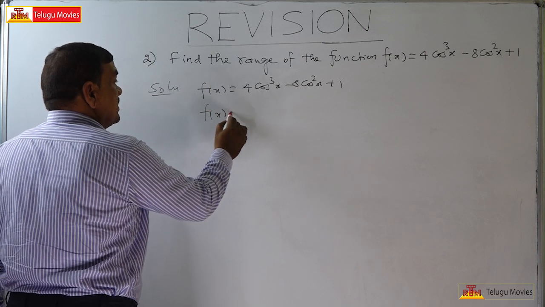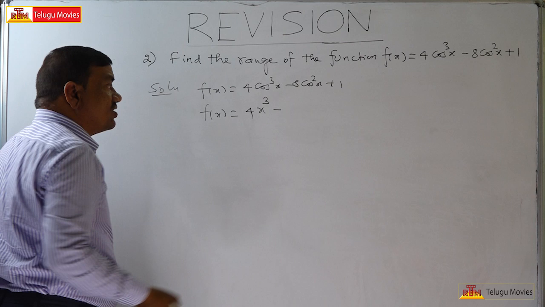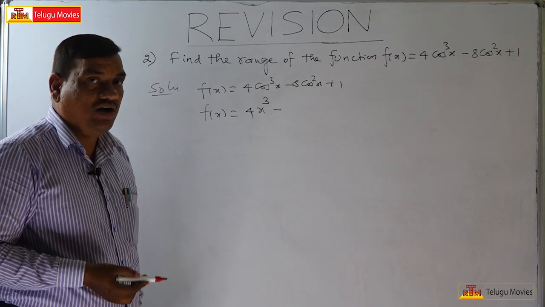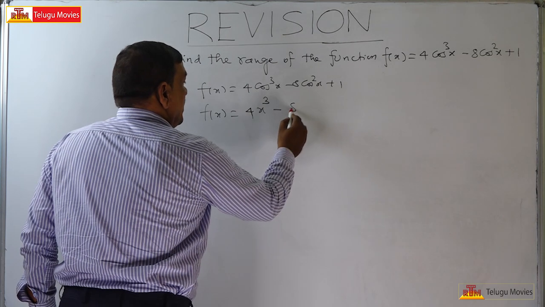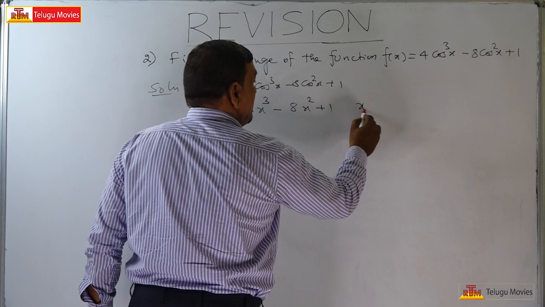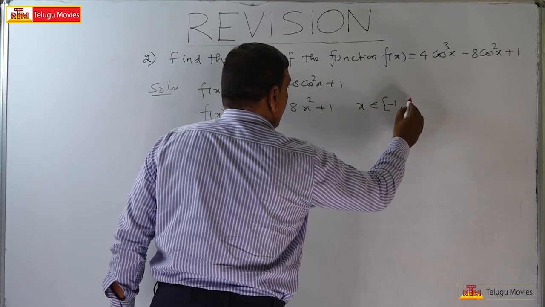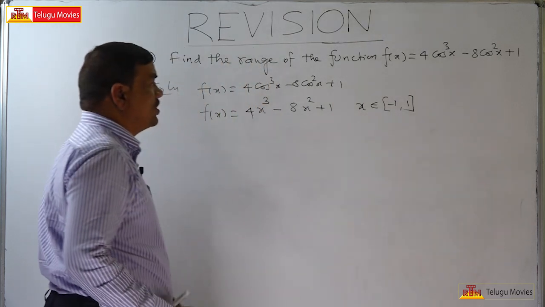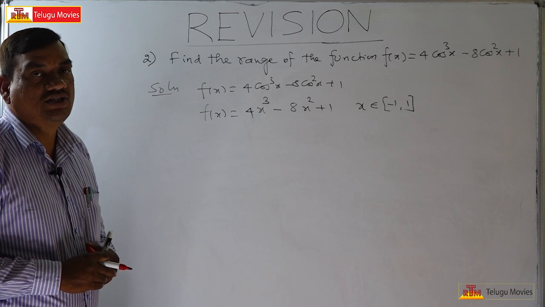f of x is equal to 4x cube minus 8x square plus 1. In place of cos x, I am writing t or whatever, you can write t also, no problem. Here x belongs to minus 1 to 1. Understand this? Why?